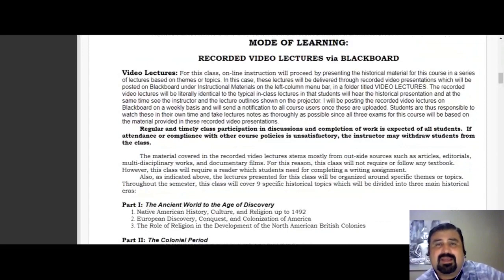Now the mode of learning, how you're going to be learning this material that I just had explained in the past minutes. Now, the way you're going to be learning this material is through a series of recorded video lectures. I use a software that is the same software I'm using to record this presentation right here. It's exactly the same. Okay? There's no difference.